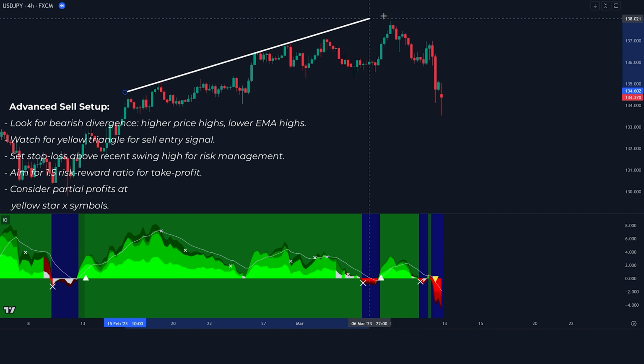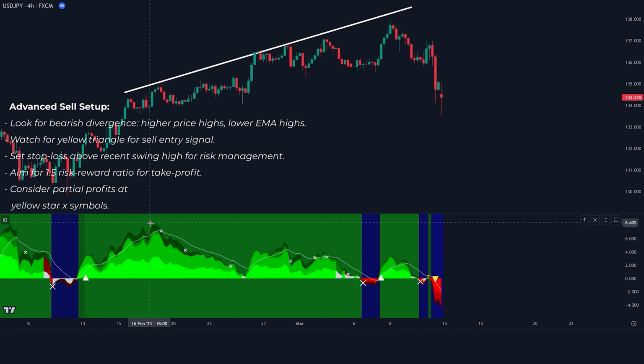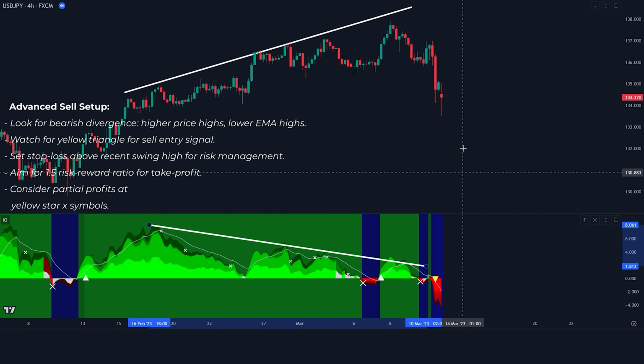For the advanced sell setup, we first watch out for bearish divergence. Here, we observe that the price forms higher highs and higher lows, while the Ichimoku Oscillator EMA makes lower highs and lower lows. This scenario presents a potential opportunity to consider entering a short position.